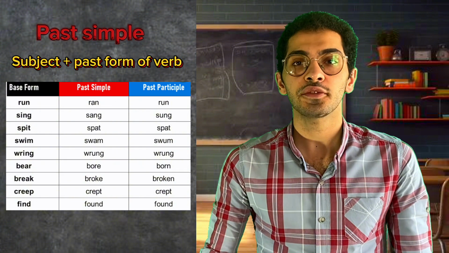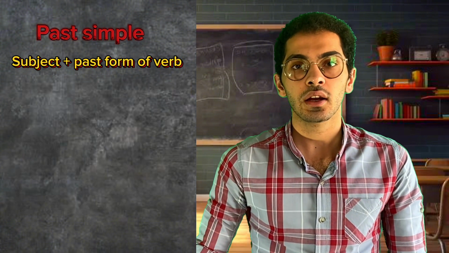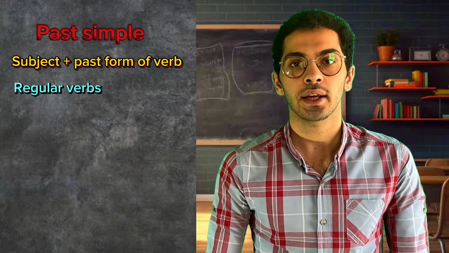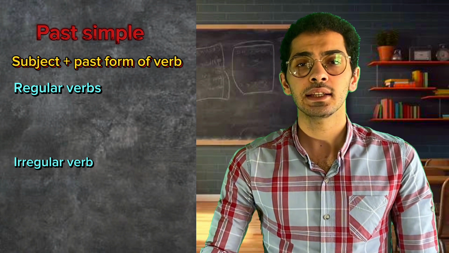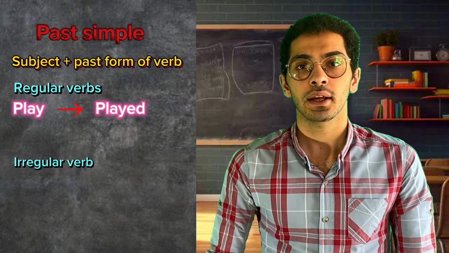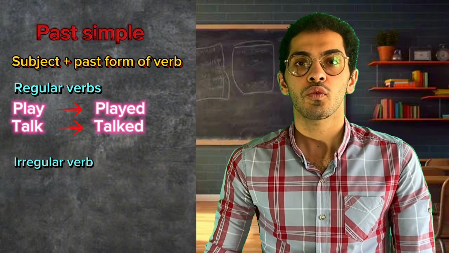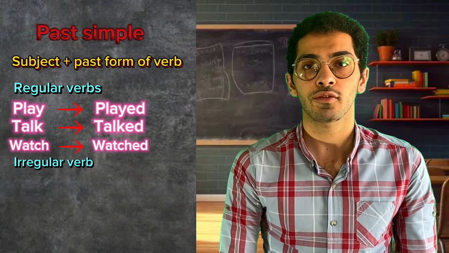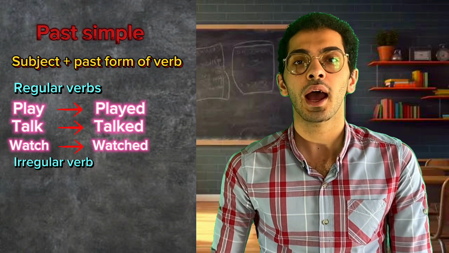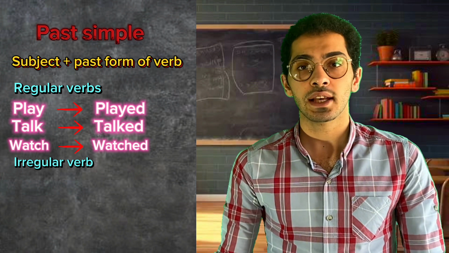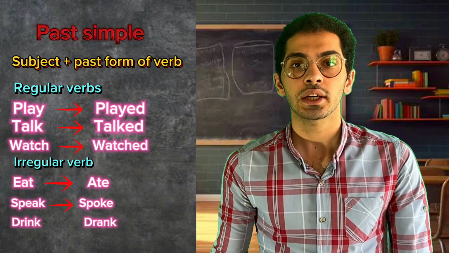How can we get the past form? We have two different types of verb in English language again. They are called regular verb and irregular verb. For regular verbs, we just add ed to the end of them. For example, play, played, talk, talked, watch, watched. What about irregular verbs? They completely change. So, unfortunately, you have to memorize them. For example, eat, ate, speak, spoke, drink, drank.